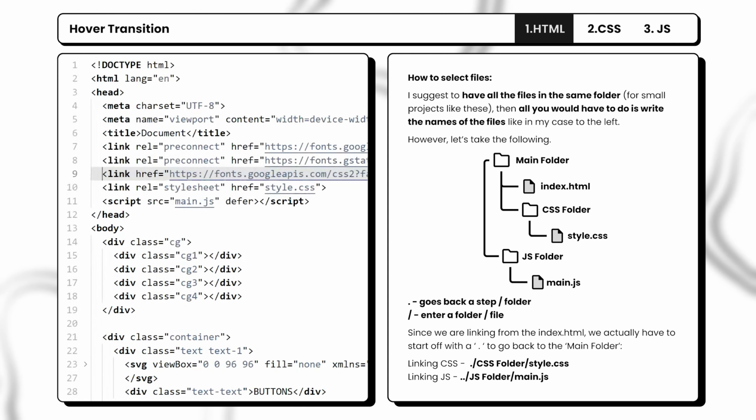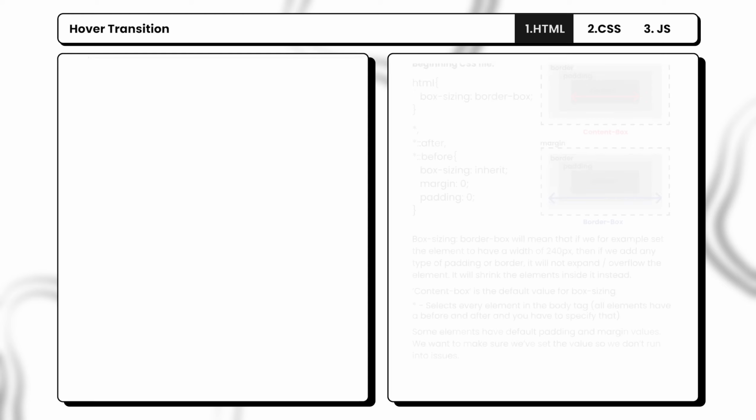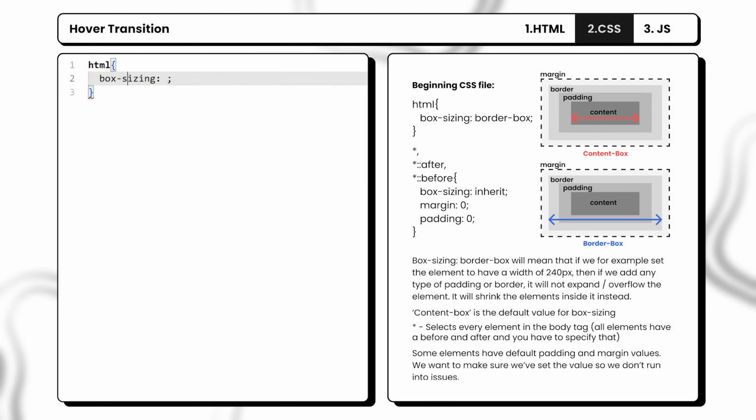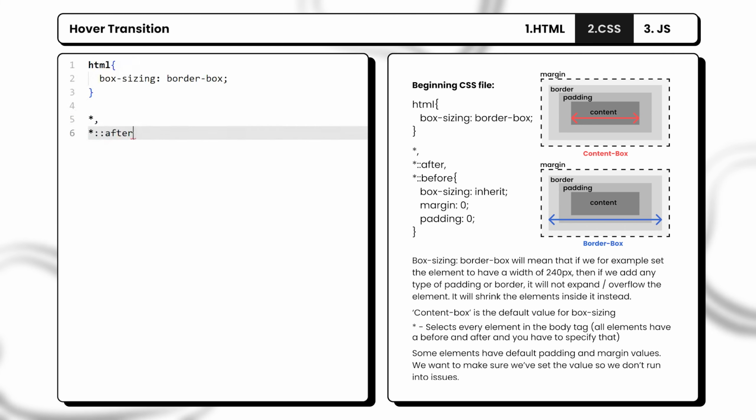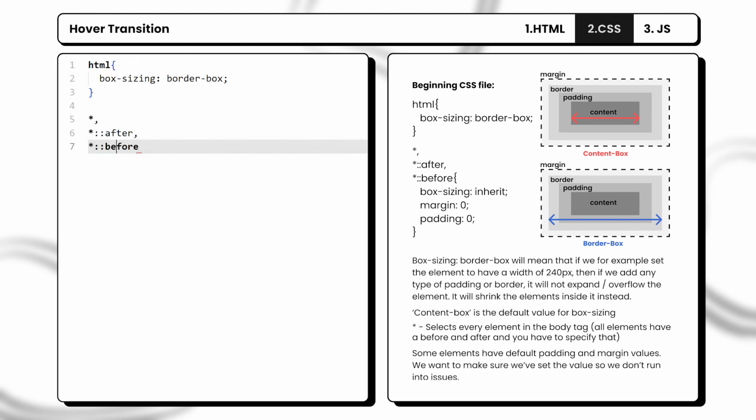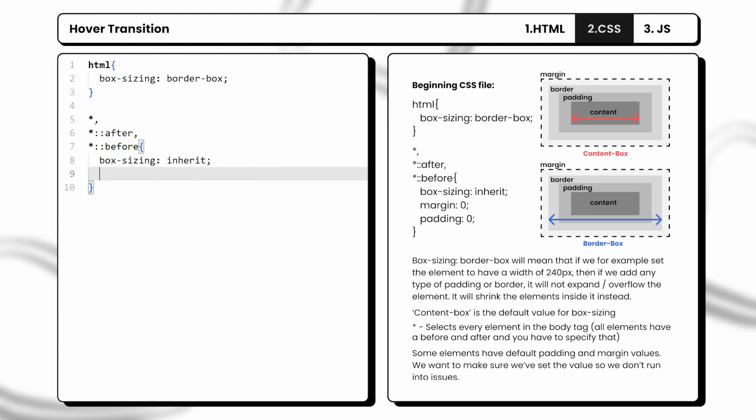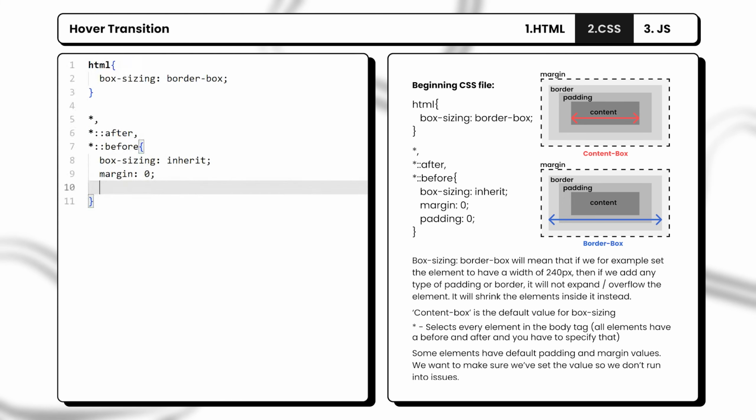And we're done with HTML, so we'll go to our CSS and we will start by setting all our elements to have a box sizing of border box. And we will also set padding and margin to 0. And we do so by using the HTML tag and the asterisk symbol to select all elements.